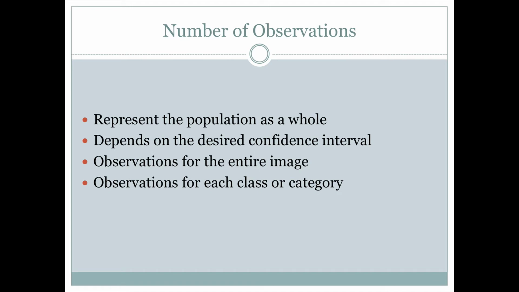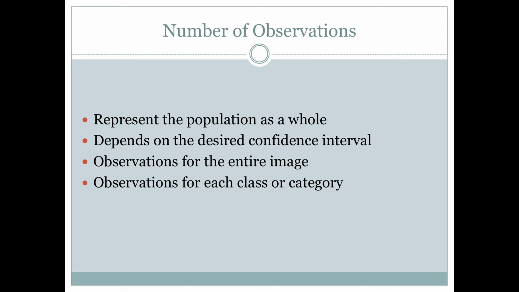So the number of observations or the sample size is designed to take a small sample of the population, but that sample is supposed to represent the population as a whole. So when people do sampling for surveys and that sort of thing, that's exactly what they're trying to do. They're trying to get an understanding of the entire population by sampling only a small portion of the population. Part of this depends on the desired confidence interval, how confident you want to be that your results are accurate.